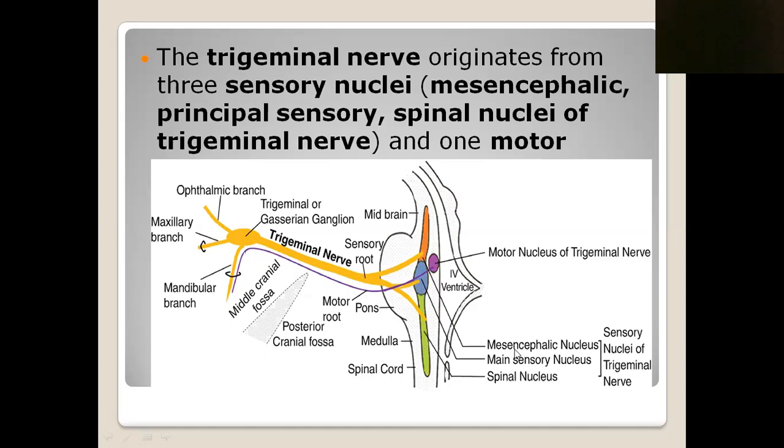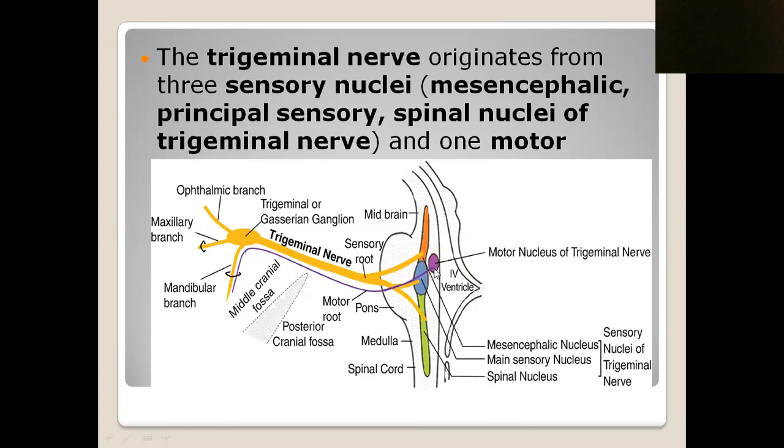The sensory root, or sensory fibers, arise from three nuclei. What are the three nuclei? The mesencephalic nucleus, then the sensory nucleus, then the spinal nucleus of the trigeminal. Imagine this is the mesencephalic nucleus, this one is a small sensory nucleus, and this is the spinal nucleus. So sensory fibers arise from these three nuclei and converge here to form the sensory root. And then the sensory root comes out from the pons.